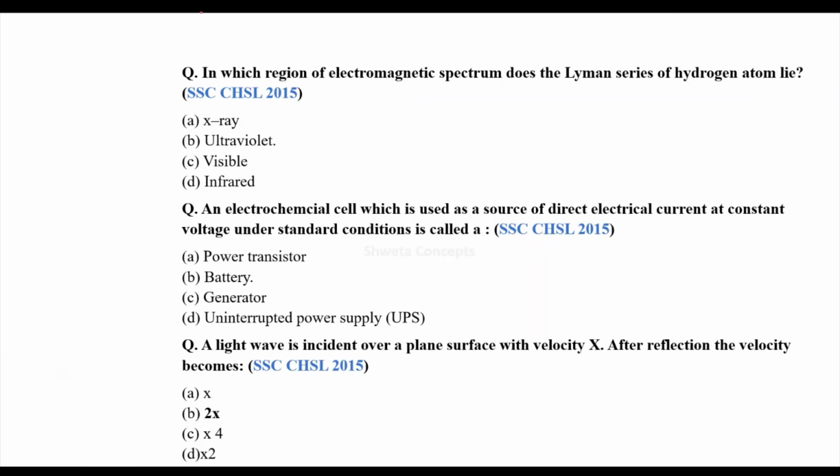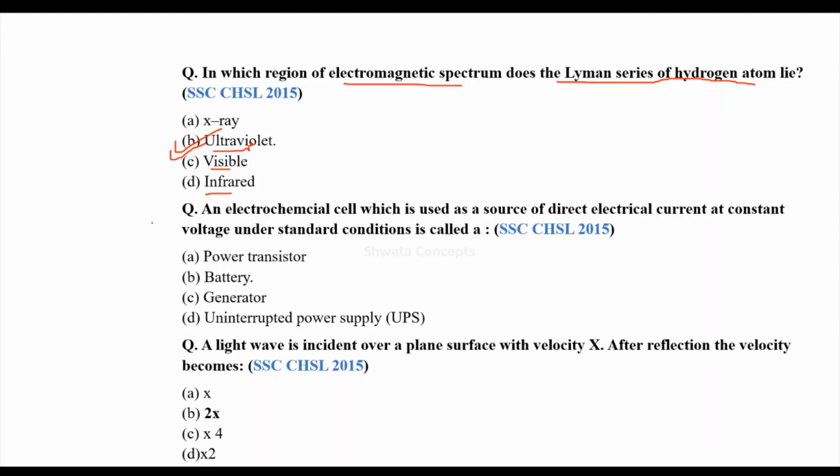Now next question, in which region of the electromagnetic spectrum does the Lyman series of hydrogen atom lie? Options A, X-ray, B, ultraviolet, C, visible or D, infrared. Now the correct answer is ultraviolet region. So in the ultraviolet region of the electromagnetic spectrum, the Lyman series of hydrogen atom lies.